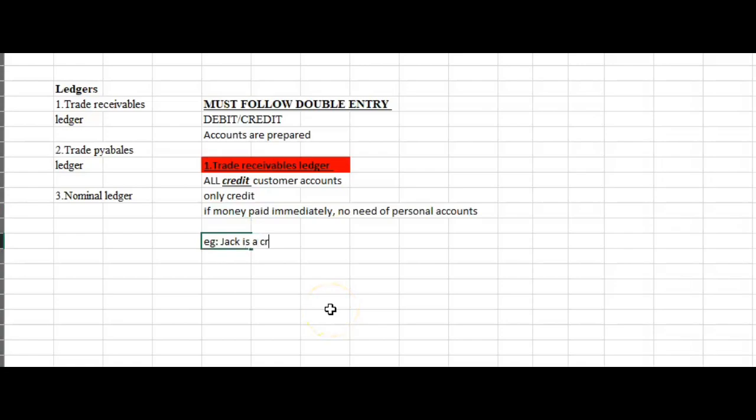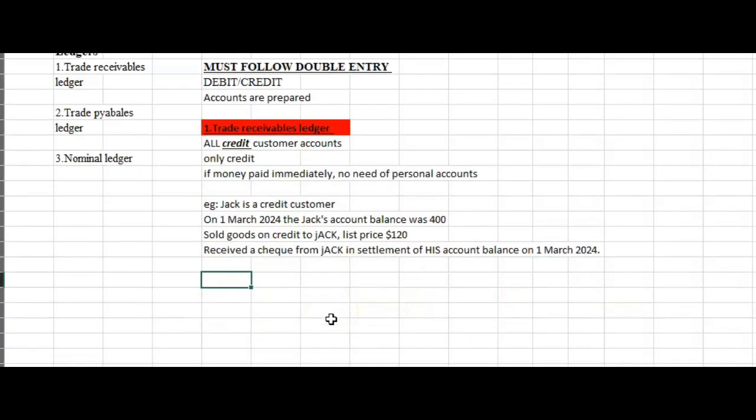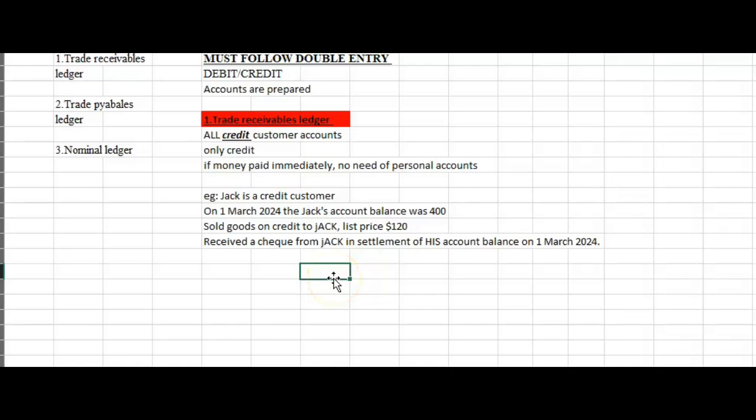We will now take an example of a credit customer to show how a customer's account is created in the receivables ledger. Let's say Jack is a credit customer. On the screen, you can see the transactions related to him. At the beginning of the period, Jack owed us $400, which is his opening balance. During the period, we sold goods to him on credit, and later, he paid us some money.